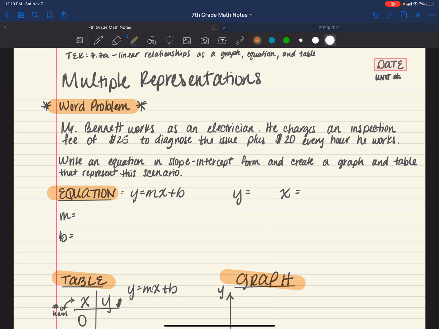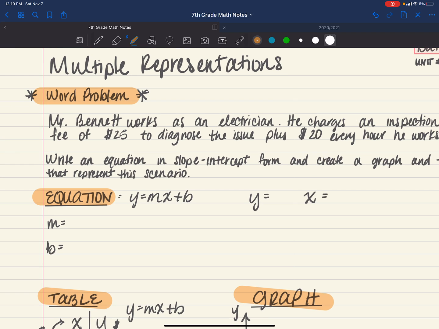Make sure to put your date on your paper, whatever today's date is, and the unit that this belongs in, which I'm pretty sure is unit 4 or unit 5. One of the two. You guys just took a test. Anyway, we are going over TEK 7.7A, which is still linear relationships as a graph, equation, and table.